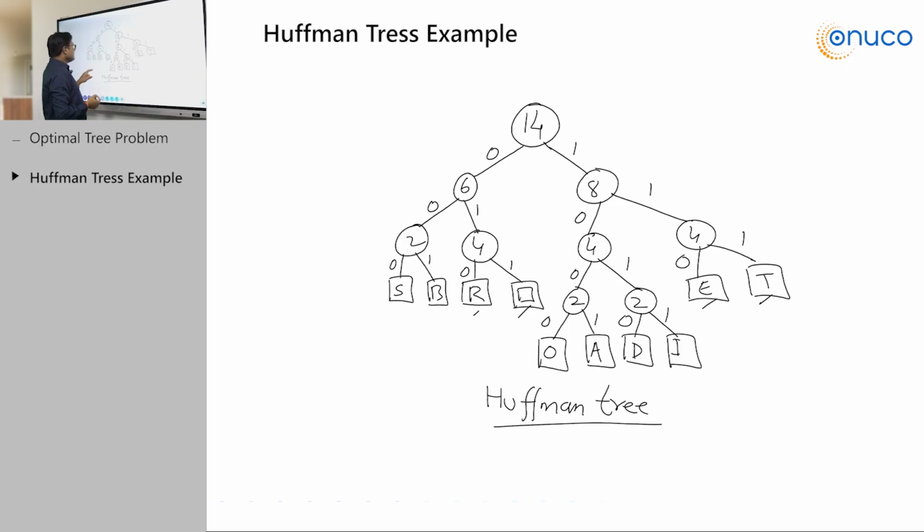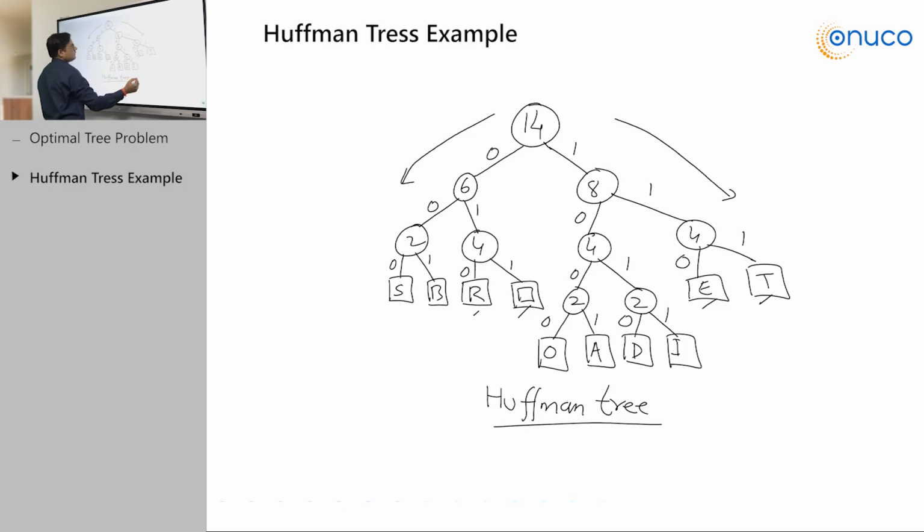Now remember that these letters must be on the leaf nodes of the tree. That is what is called a Huffman tree. We are not worried about this part, we are worried about these letters. And we are going to read this information from root to leaf node.